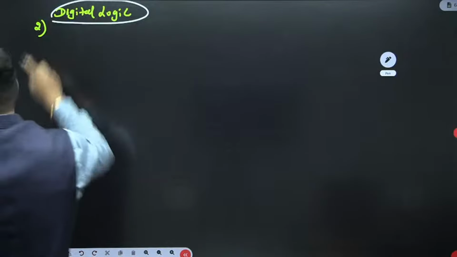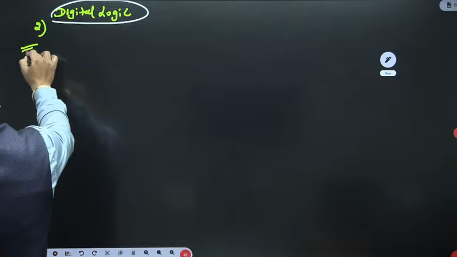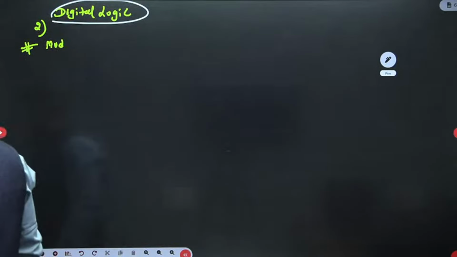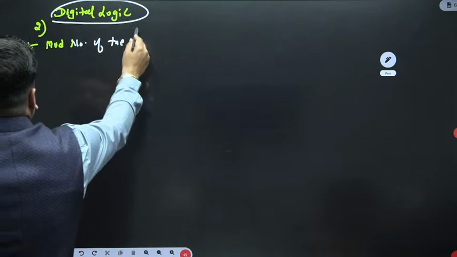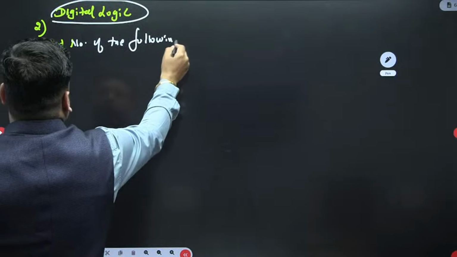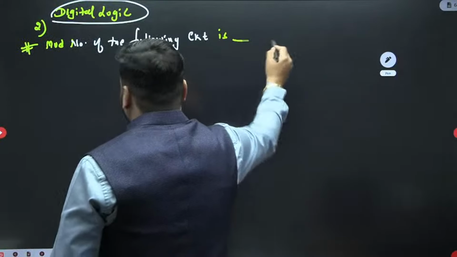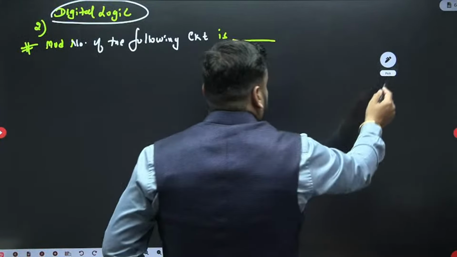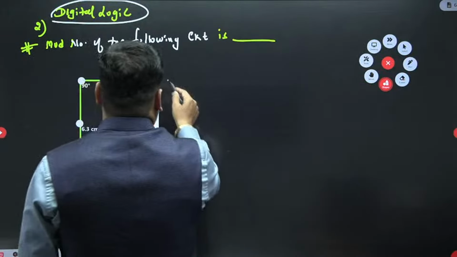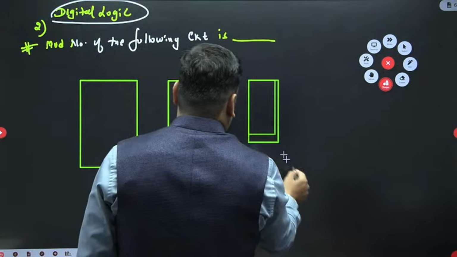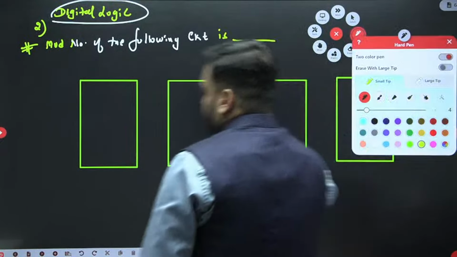So from digital logic, question number 2 says: the mode number of the following circuit is... Okay, and the diagram is given to you. This is the diagram given to you. Four boxes are given to us, guys.